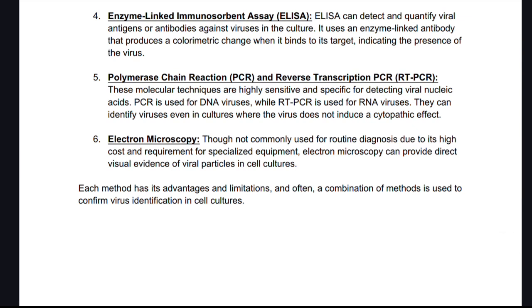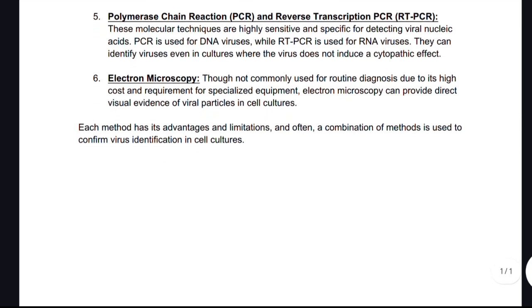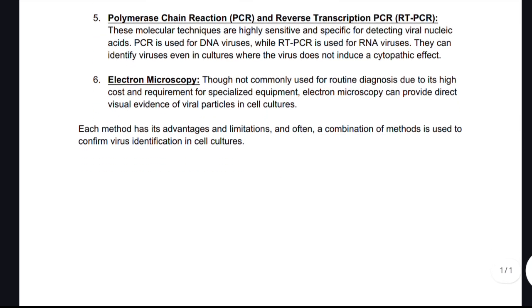Then the polymerase chain reaction, PCR, and reverse transcription PCR, RT-PCR. In the COVID pandemic, you have heard many times about the PCR test. The PCR test is basically the test for the detection of the virus in a culture. These molecular techniques are highly sensitive and specific for detecting viral nucleic acids. It means that this test is specific for the detection of viral nucleic acids.